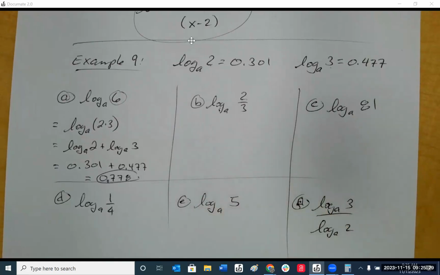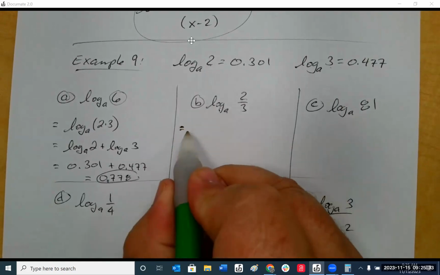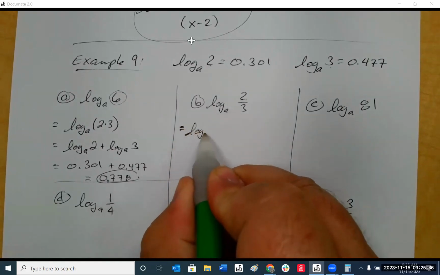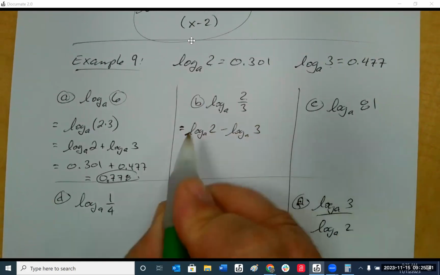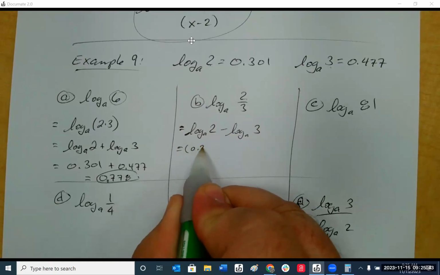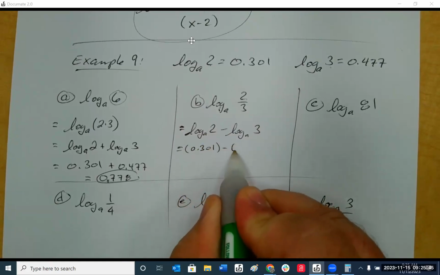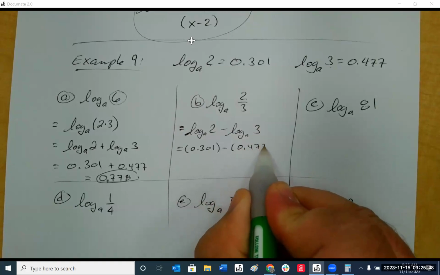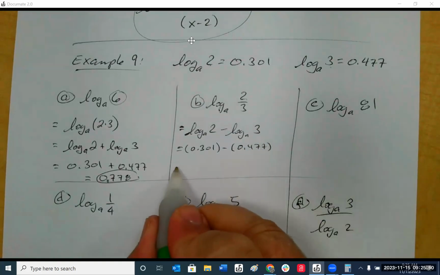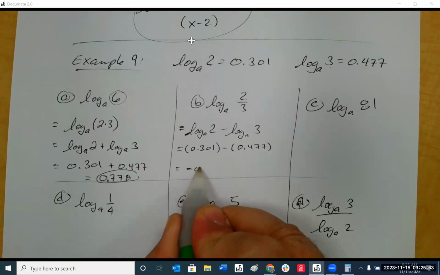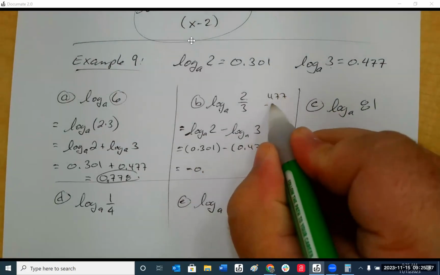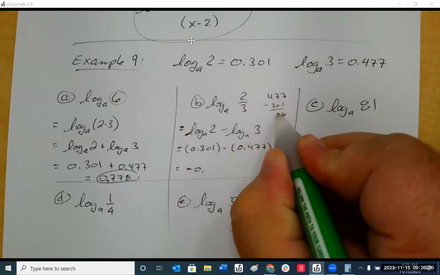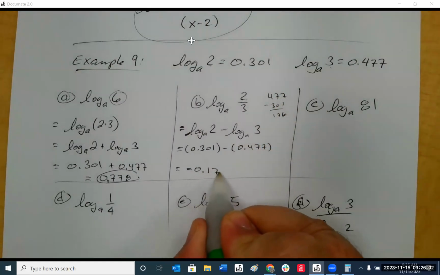Example 2. We can just go ahead and put that straight into the quotient rule. Log base a of 2 minus log base a of 3. 0.301 minus 0.477. The answer is going to be negative. So 0.477 minus 0.301, it's 0.176.